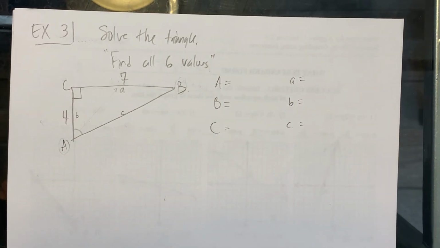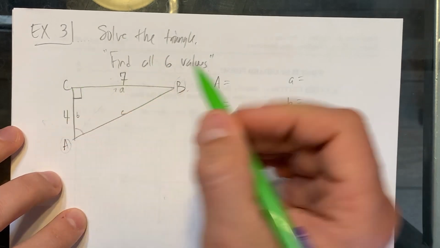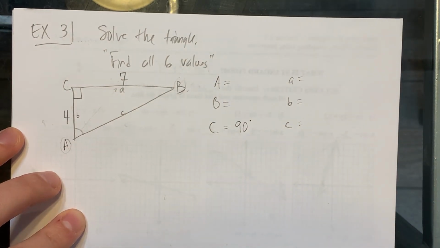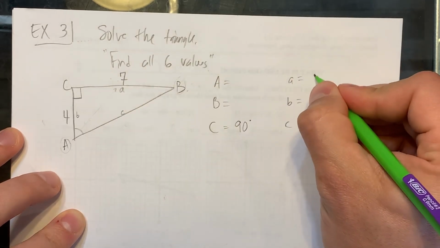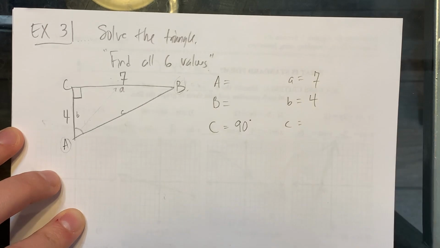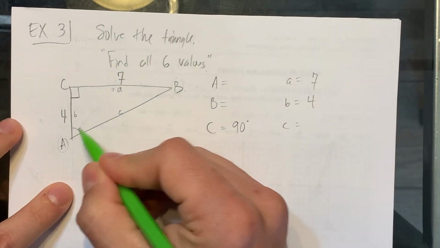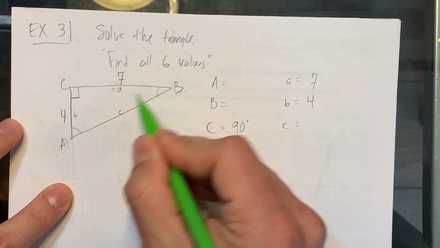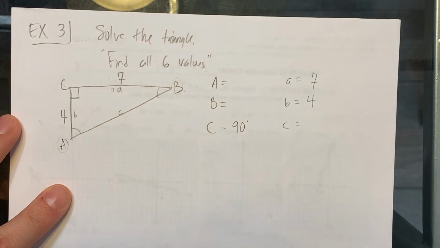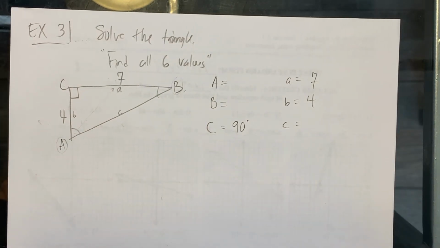Let's fill in the three things that we know already. First of all, angle C, I know is going to be 90 degrees. Second of all, little a is 7. We can put that here. And little b is going to be 4. We can put that here. We have these two angles here, angle A and angle B, which are related to each other. And we're going to use our calculator in order to figure out what these values are.